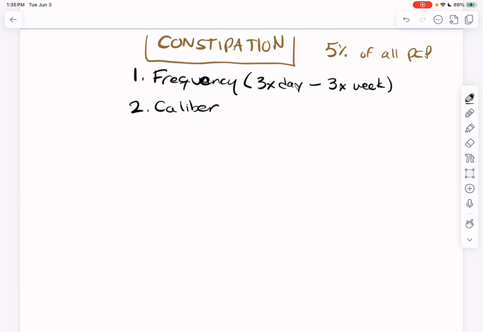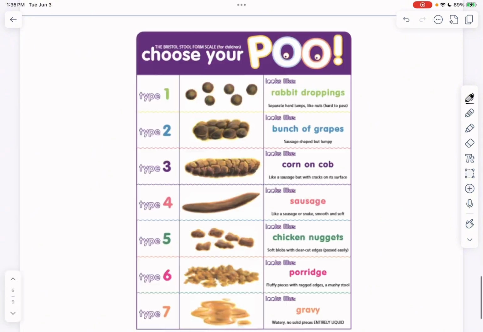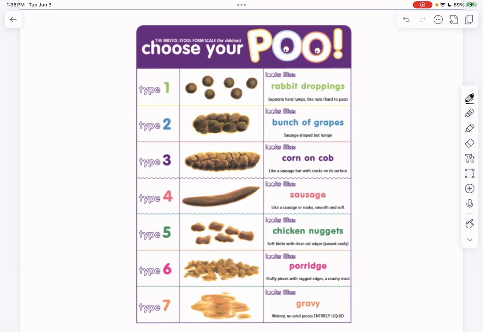And then as far as caliber goes, we like to use something called the Bristol stool scale to determine whether the bowel movement is hard, soft, or mushy. It's a scale that we rate from 1 to 7 to give kids an idea of how hard or how soft their stool is. As you can see pictured here, this is the exact chart we give kids or allow kids to look at in the clinic.